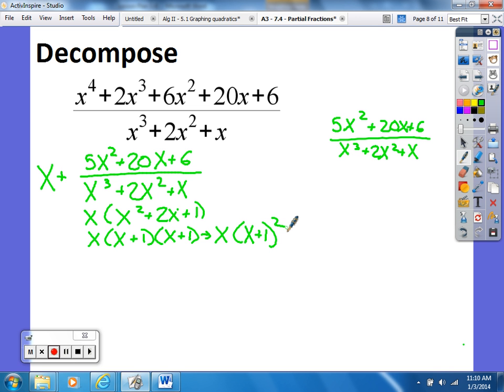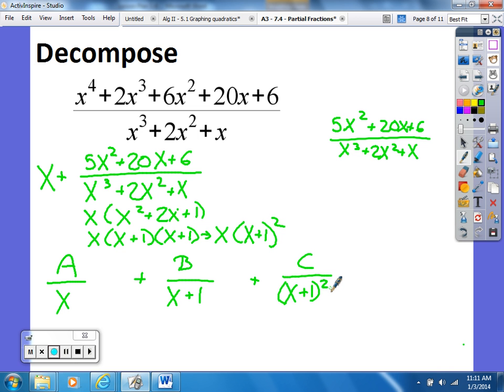Now notice all of these are linear. Do you see it squared on one of the x's? What times what is 1 but adds to 2? All good? So I'm going to set this up. Are you ready? A over, plus B over, plus C over. Go ahead and work on it from there.